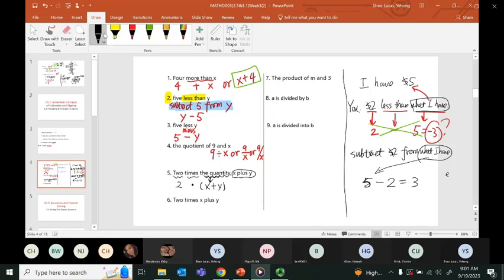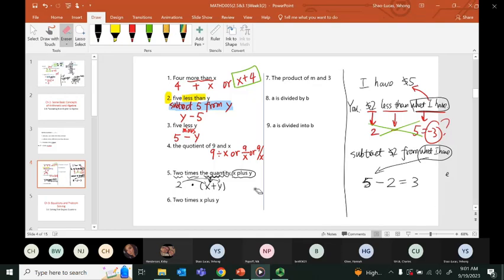Make sure you put parentheses, because with parentheses, it means both of them need to be multiplied by 2. So you actually get 2x plus 2y if you want to simplify it. But you don't need to do this. You can just leave it as 2 times parentheses x plus y.